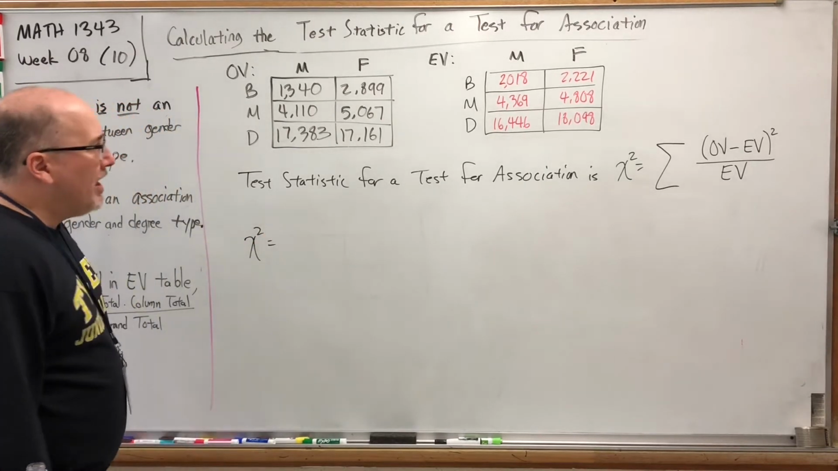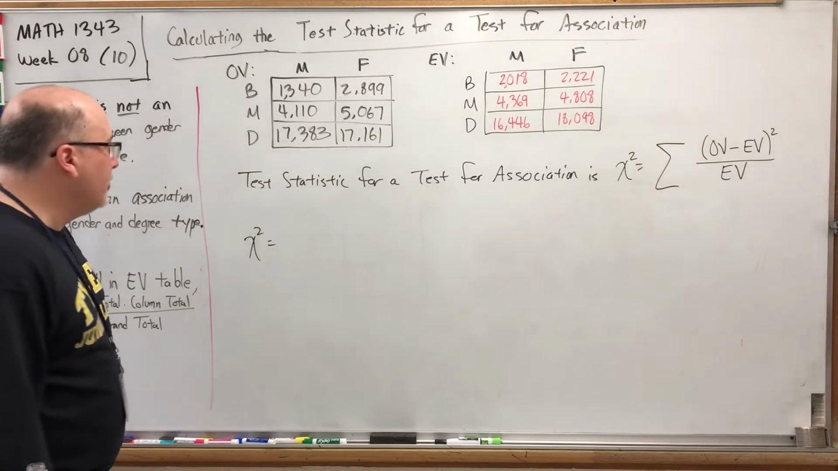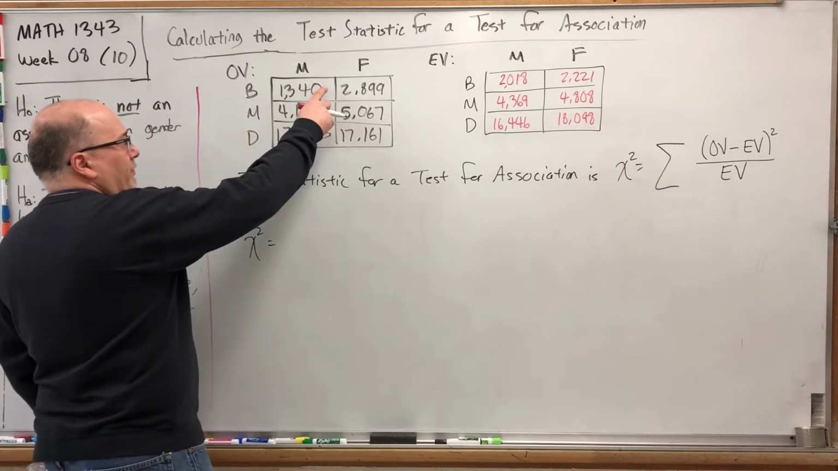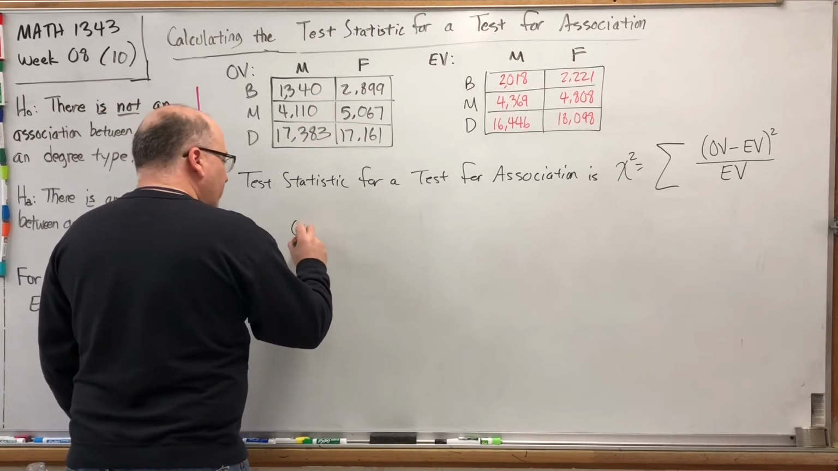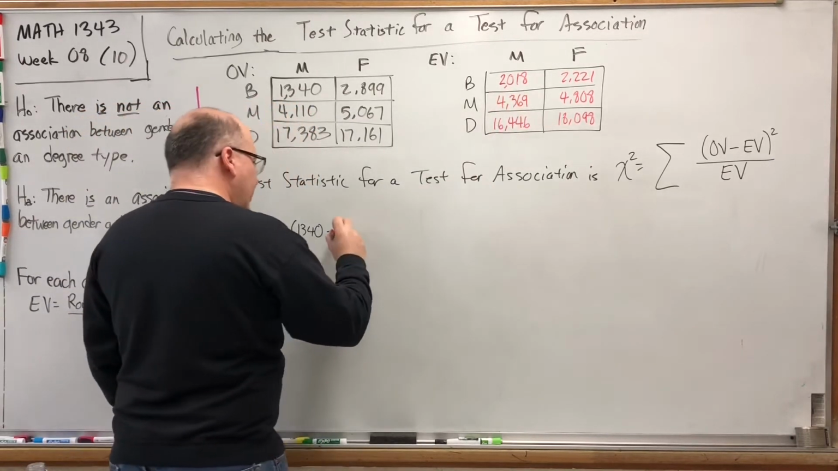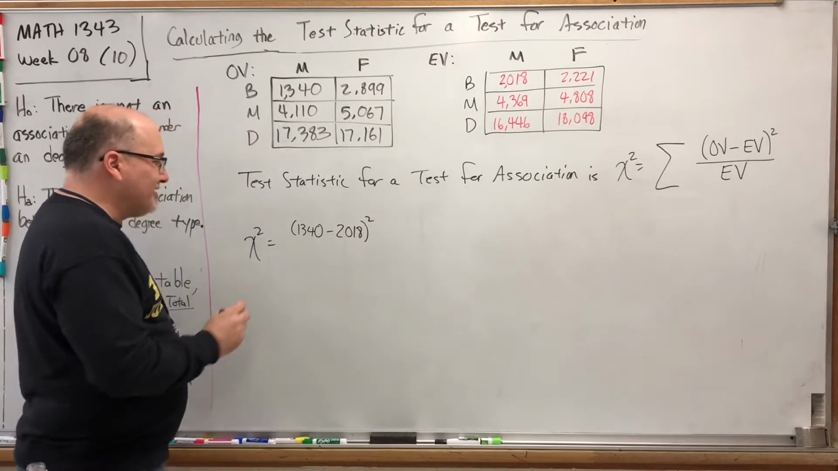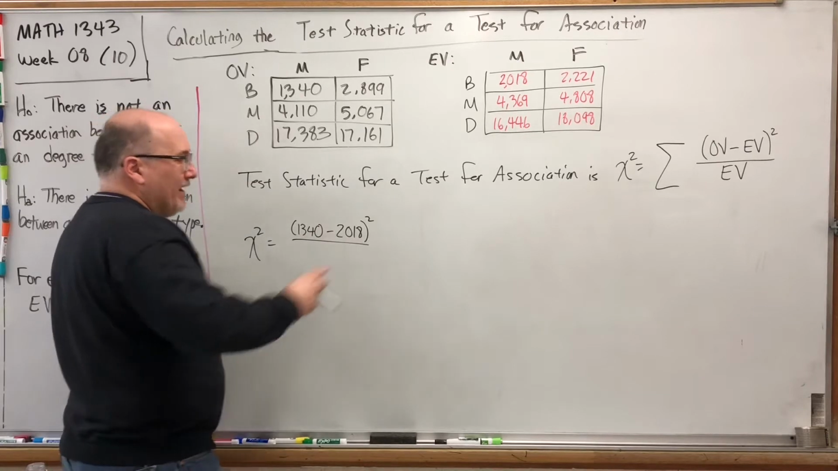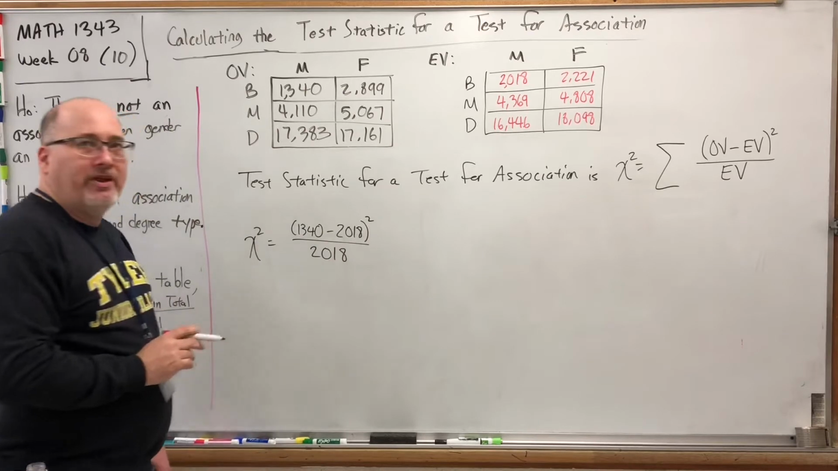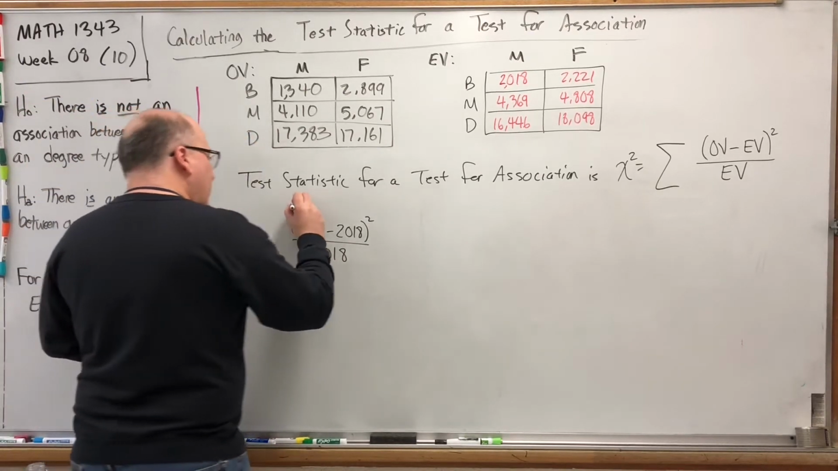For this one, I will do the male column first and then the female column second. So let's start with the male column. In the male column, what we observed for male bachelor's degree was 1,340 minus what we expected was 2,018. Now that's a pretty large difference and it's going to get squared. But it's going to get compared to what we expected, which was 2018. So maybe dividing it by 2018 won't let it get too out of control.